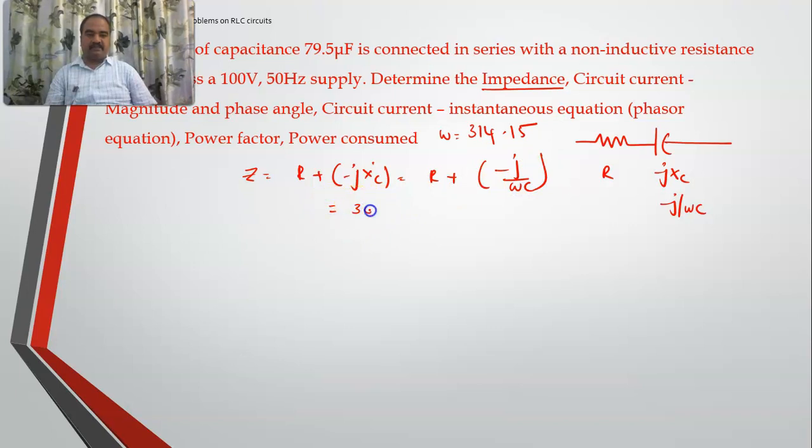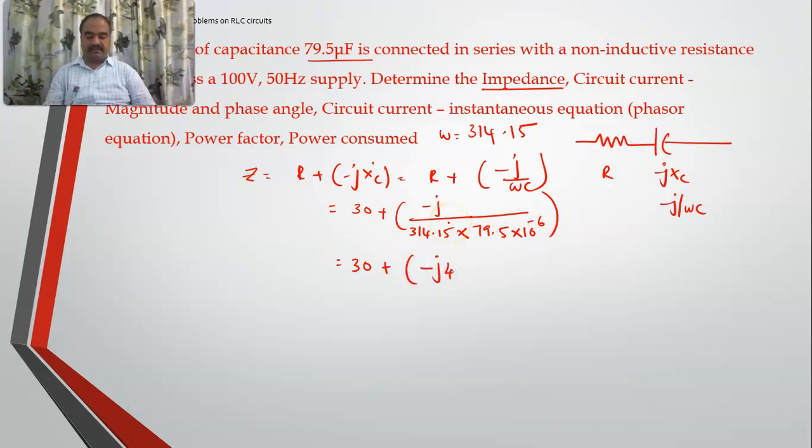What is R? R is 30 plus minus j by 314.15 into the C value. What is the C value? 79.5 micro, don't forget these things, 10 to the power of minus 6. If you calculate it, you will get somewhere around minus j 40. So let me calculate. It is somewhere around 40. So this is my impedance: 30 minus j40 ohms.